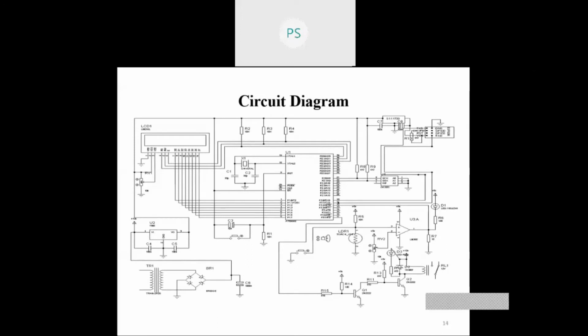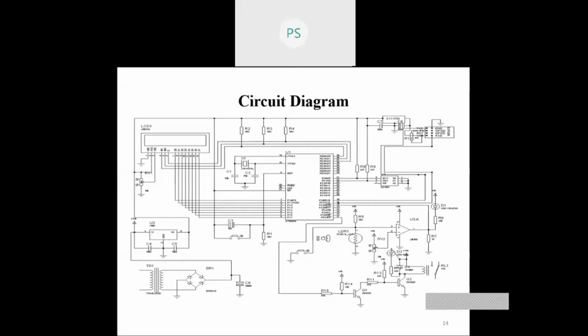Now I will explain the circuit diagram in our project. The circuit design for the IoT-based energy meter is designed with easily available components. The heart of the system is a popular 8-bit microcontroller, that is the 89S52 from Atmel.